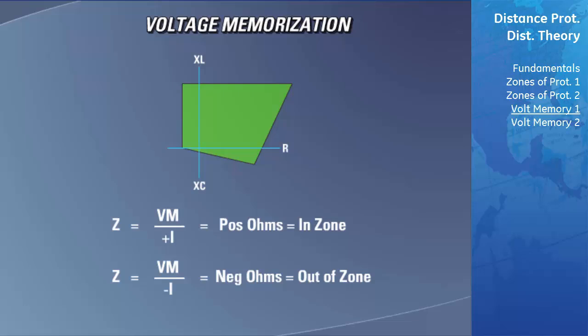The quadrilateral characteristic uses the voltage memory polarization to determine whether or not the fault is in its zone of protection. However, the voltage memory polarization does not alter the size or shape of the zone. This voltage memory polarization feature is used for all phase and ground distance protection elements for detecting the direction of faults that are located at the beginning of the transmission line and close to the measurement point.